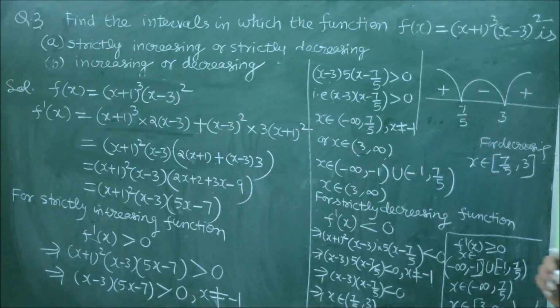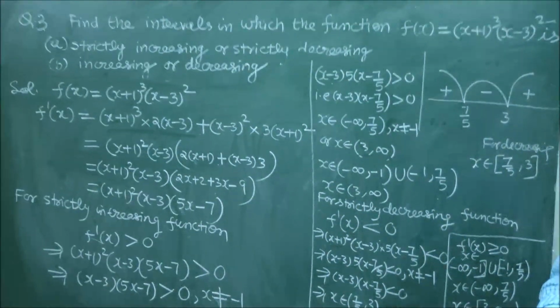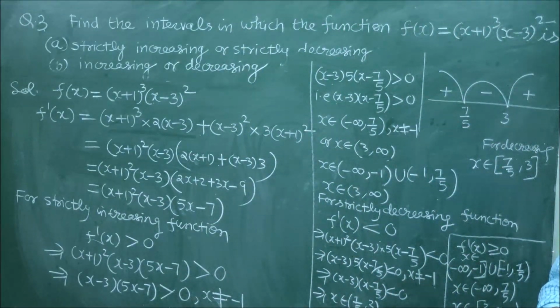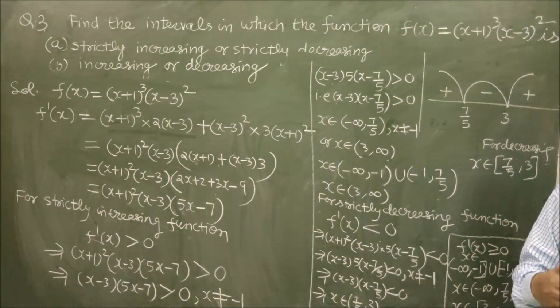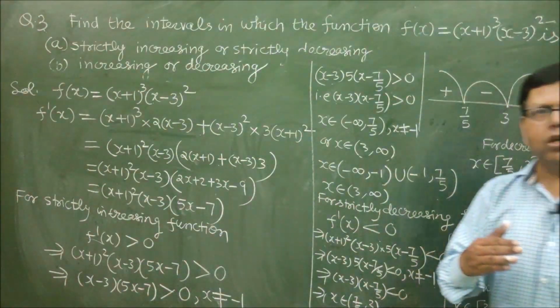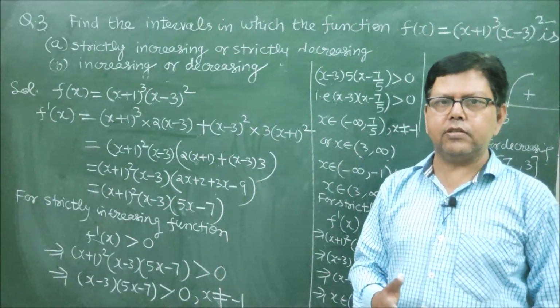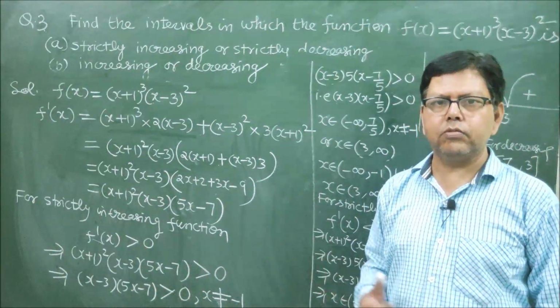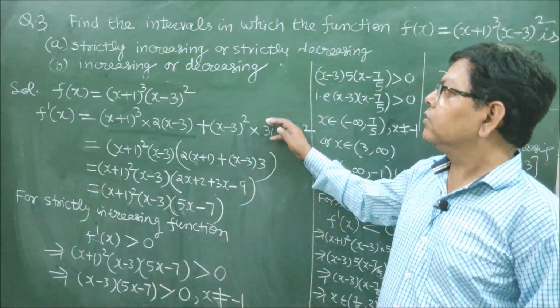In this interval the function is decreasing. So if we include the critical points in the solution, then the condition becomes increasing or decreasing. So if we want to convert the strictly increasing and strictly decreasing condition to increasing and decreasing, then we need to add the critical points. So this was the solution of question number 3.